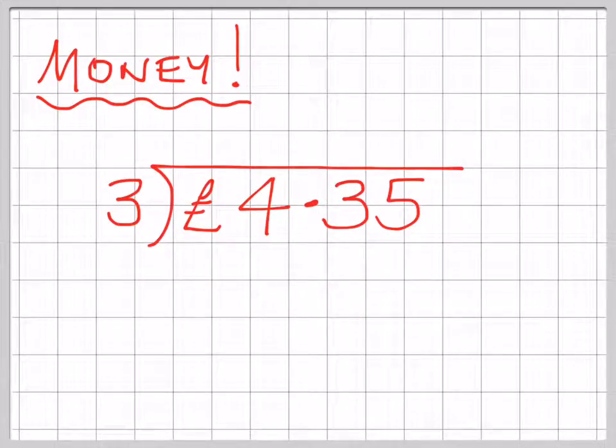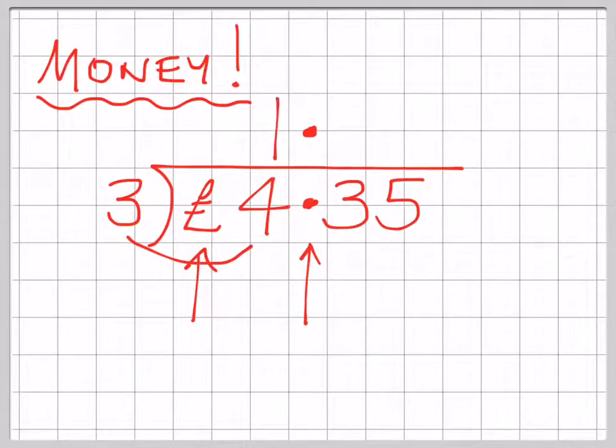Now the only difference here between this kind of division, bus stop sum, and the others is that there's a decimal point here, and also the fact that there's a pound sign. And you don't actually have to put that pound sign in the question if you don't want to. Right, first step, before we do any dividing, here's our decimal point. Let's pop it up at the top as well, so then we don't have to worry about inserting the decimal point later. How many 3s are there in 4?